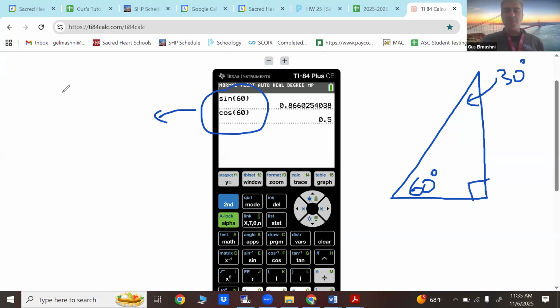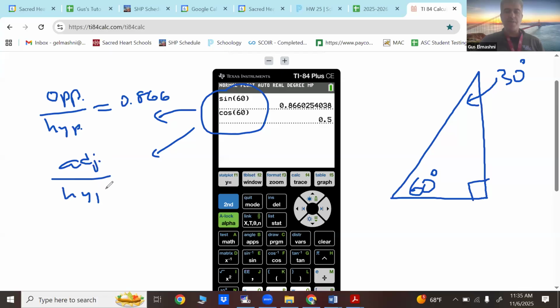What this tells me is that when you do sine 60, the opposite over the hypotenuse equals 0.866 and a bunch of random decimals. This also tells me that the adjacent over the hypotenuse is 1/2, because 0.5 is 1/2. We should know that, right?